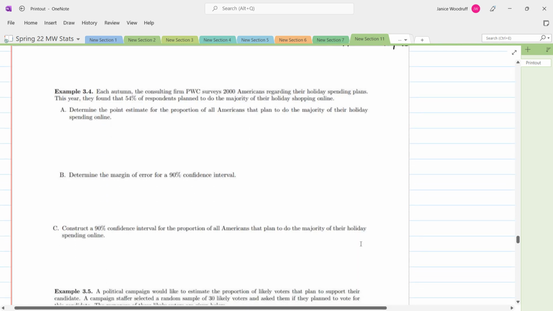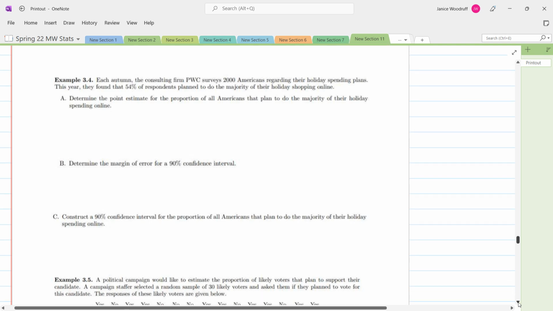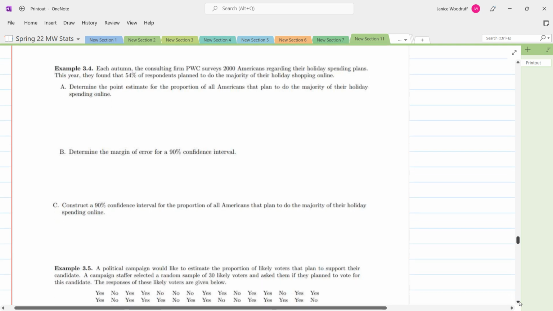So each autumn, the consulting firm PwC surveys 2,000 Americans regarding their holiday spending plans. This year, they found that 54% of respondents plan to do the majority of their holiday shopping online. So see, if you were doing this one, it didn't tell you how many, but you'd have to do 54% of 2,000 to get the X there. Okay. All right, so determine the point estimate. That's your 54%. Okay, so P would be 54 or 0.54.